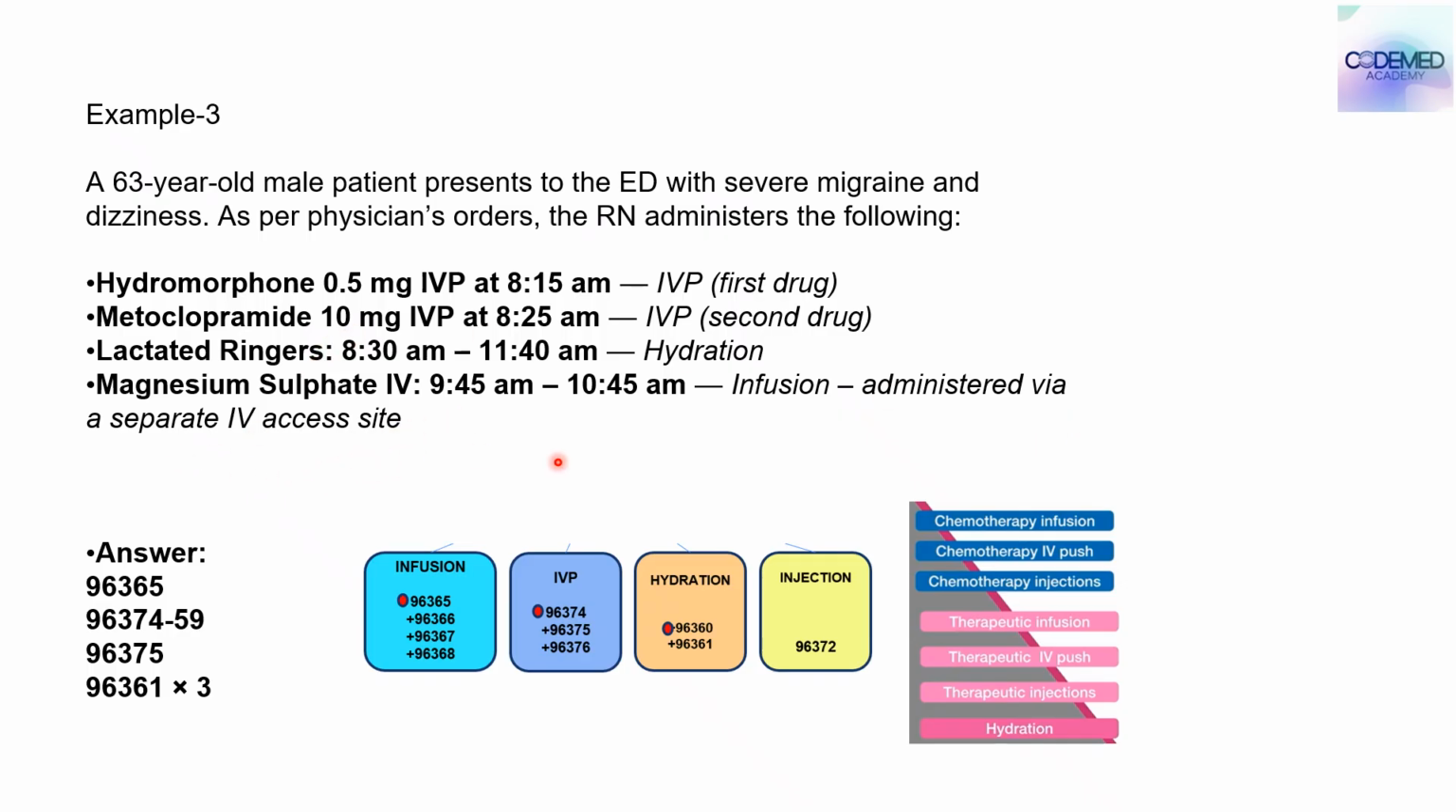Now here we are going to see how to give the coding. So first of all, what is important? Infusion is always at the top. So we are going to write a primary code for this, and in the hierarchy it is at the top, so that will be my first code. Now the second code also will be a primary code. Usually, if the drugs are given from the same access, the rule is one primary code and remaining add-on code.